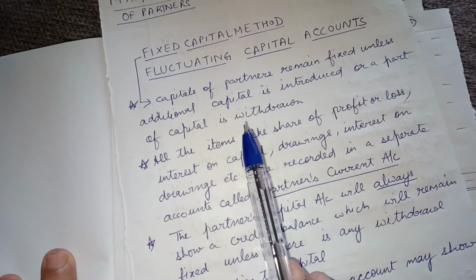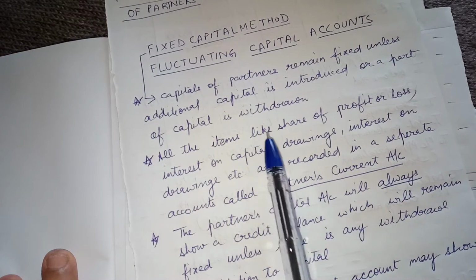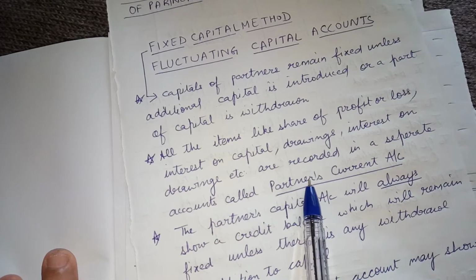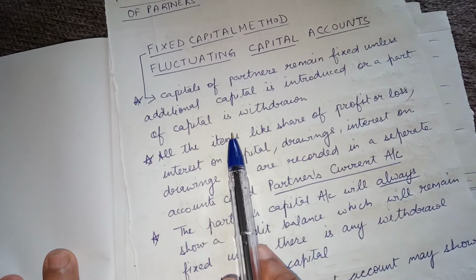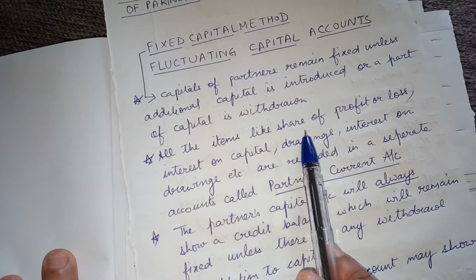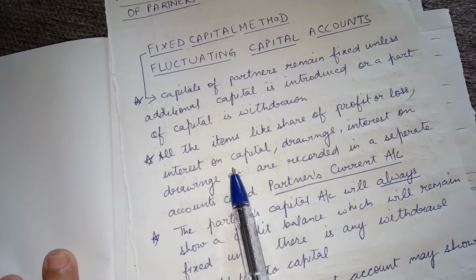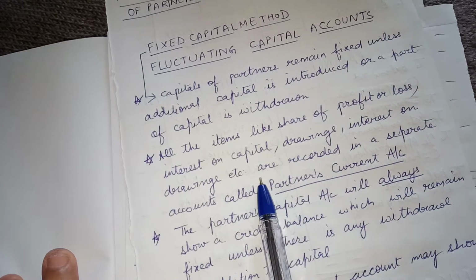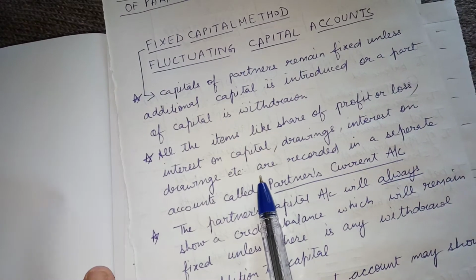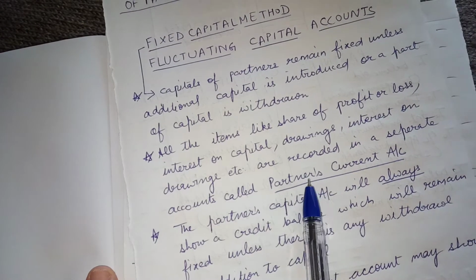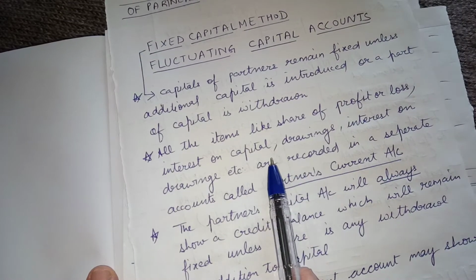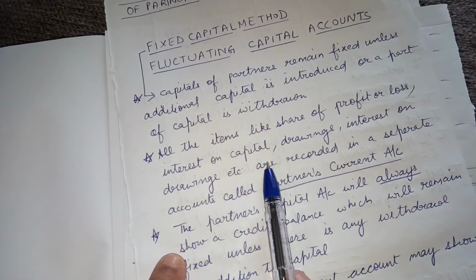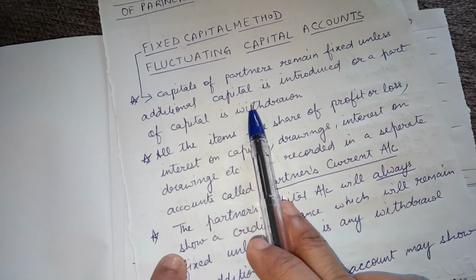So in that case, we maintain the second account, that is the partners' current account. What does the partners' current account have to deal with? It has to deal with all the items like share of profit or share of loss, interest on capital, drawings, interest on drawings, commission or salary. All these are separately recorded in the partner's current account, so its balance never affects the partner's capital account.